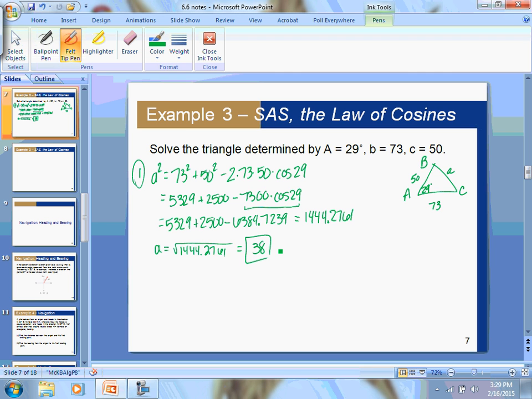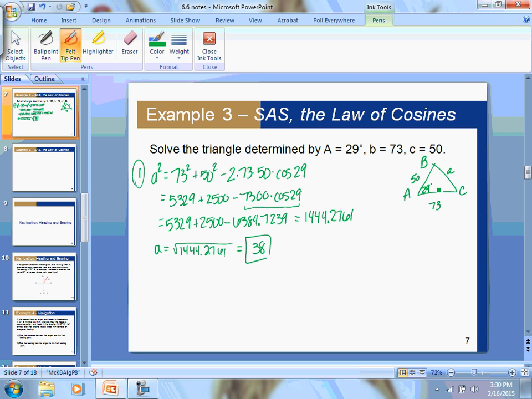Okay? So now that I know that A is 38, now I can go through and I can find angle B and angle C. Now remember, I have to start with the largest angle. Okay, now I know angle A is 29. That may or may not be my largest angle in the whole triangle, but I need to find which is going to be largest next between B and C. So of my remaining angles that I have to find, which is going to be the largest of those?